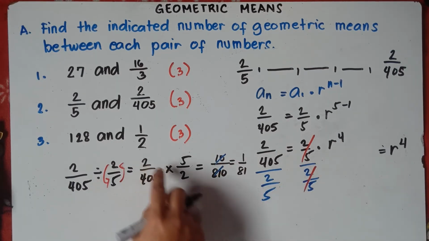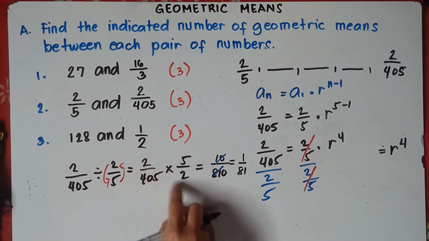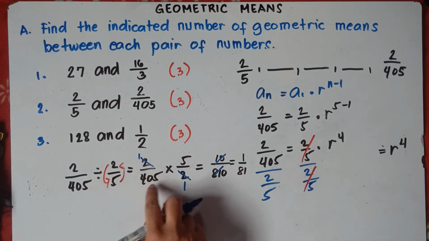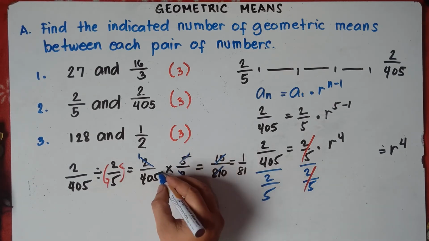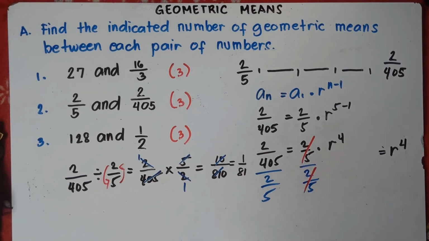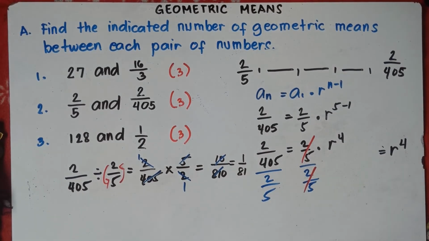So that's why if you can cancel this out, go ahead, 2 and 2. Crisscross, you can cancel this out. So this will be 1 and 1. 5 and 405. Can we cancel this out? Yep. We can divide 405 by 5. Let's divide 405 by 5.